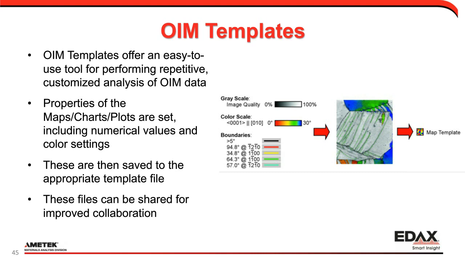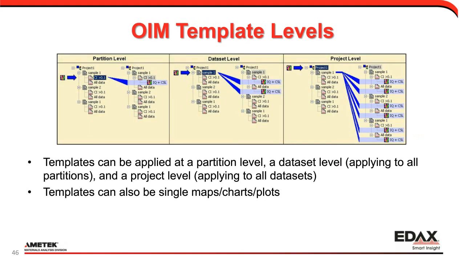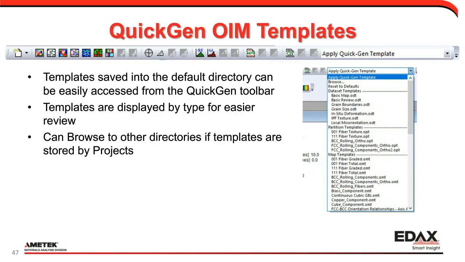So I mentioned earlier, we have a partition level, so that's within a sample. So I can have, this one has a confidence index and an all data. We can have a data set level, so it applies to the entire data set, all the partitions. That's useful if you have multiple phases, and also to a project level. That would apply to all the data sets within a project. They can also just be single entities. So these templates can be applied on any level of the project tree, which gives you a lot of flexibility if you're looking at one sample or many samples or in situ samples. You can target this template type of analysis. And that's also very useful because we can take these templates and we can load them into our file and find them from the QuickGen toolbar.